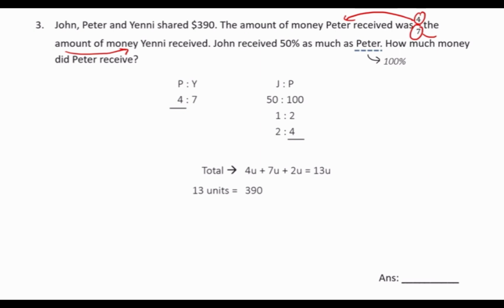So what do you do next? You find 1 unit, right? 1 unit is 390 divided by 13, which is 30. Then read the question. What are you trying to find? They're asking, how much did Peter receive? Peter, 4 units. So we times 4. 30 times 4, 120. So answer $120. Make sure you write your units.